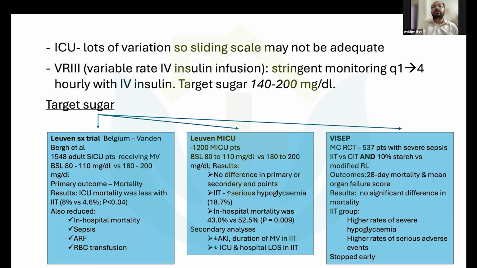Next came a medical ICU trial in the same center on 1200 odd patients, and the comparison was also the same, 80 to 100 versus 180 to 200. But there they found that there was no difference in primary and secondary outcomes. And intensive insulin therapy, IIT, was associated with increased incidence of serious hypoglycemia.